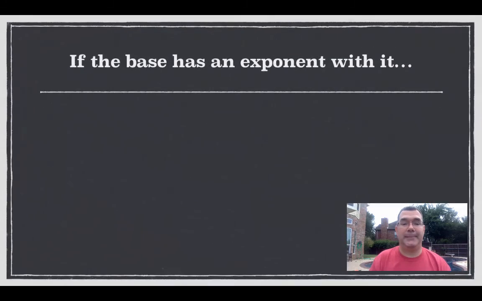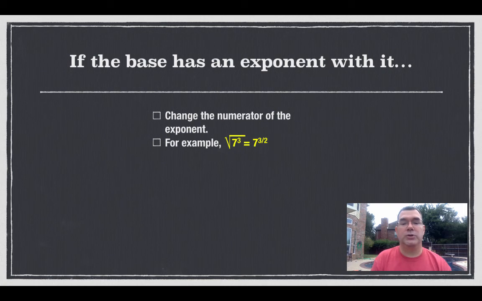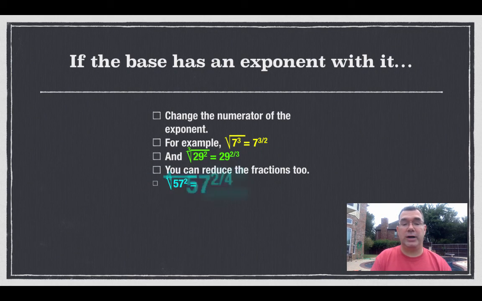You get the idea. Okay, if the base has an exponent with it, then I need to change the numerator of the exponent. So it's not 1/2 anymore. It's not 1/3 anymore. So if I have the square root of 7 to the 3, that is 7 to the 3/2, not 7 to the 1/2. And if I have 29 squared, and I'm cube rooting that, that's 29 to the 2/3, not 29 to the 1/3.